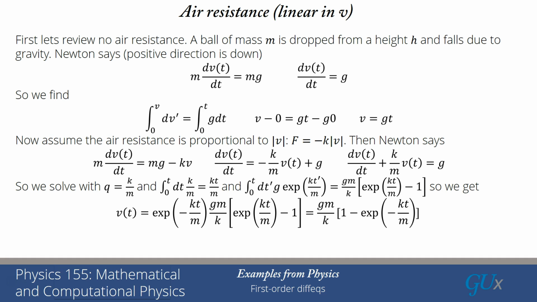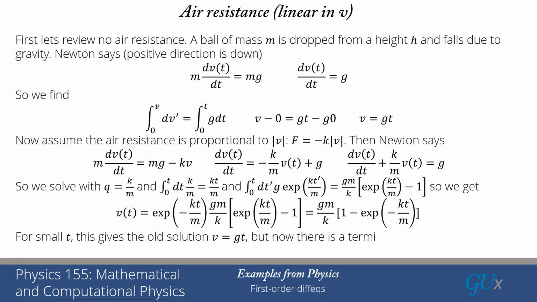But now, of course, if we let t get very large, what we're going to find is there's a terminal velocity. The velocity is going to approach gm over k, and so we see there's a terminal velocity.